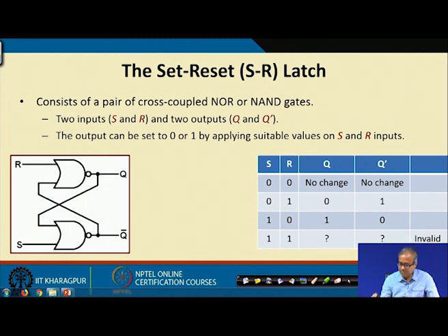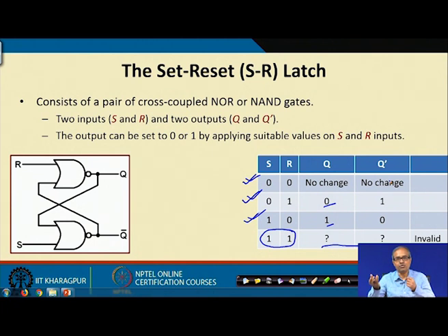Now, the last row I shall be explaining a little later. It says that if I apply 1 1, this will be an invalid combination. I shall be explaining this a little later. You see, our basic purpose is fulfilled. We have been able to set the output to 0, we have been able to set the output to 1, or if we do not want to change, we also have an input using which you can keep it in the same state as it was. So, we have designed a very basic storage element which can store either a 0 or a 1, or it can also remember whatever it was. If I apply 0 0 in S and R, there will be no change in the outputs.